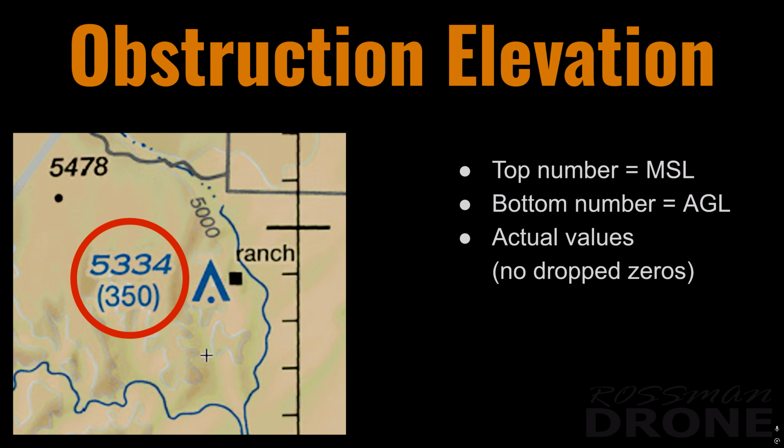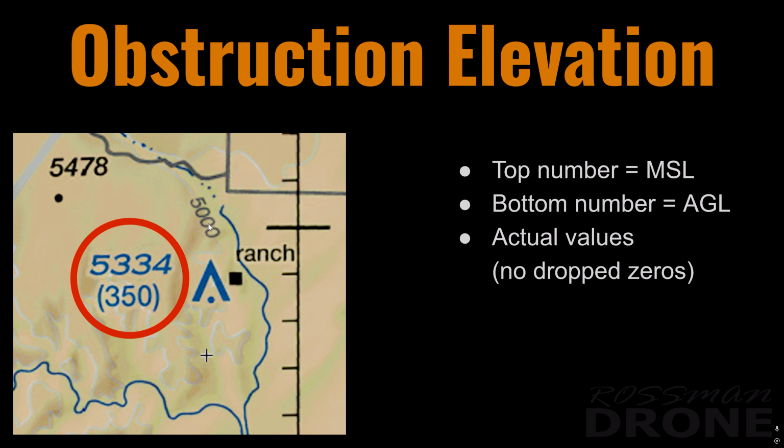Obstruction elevation. If you're looking at sectional charts and you see anything that looks like this, a small little triangle with a dot or anything that's similar to this, these represent obstructions. These are things that pilots need to keep an eye out for because they jut up off of the ground into the sky and can be a hazard.